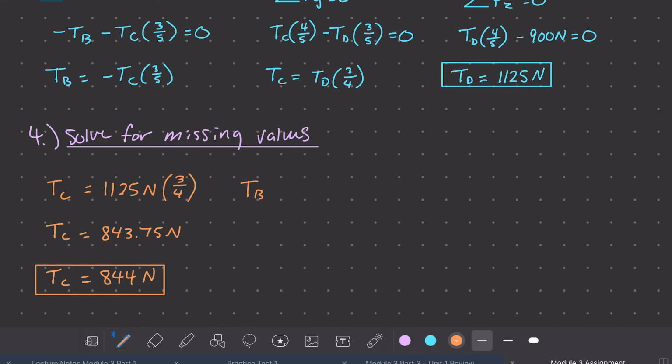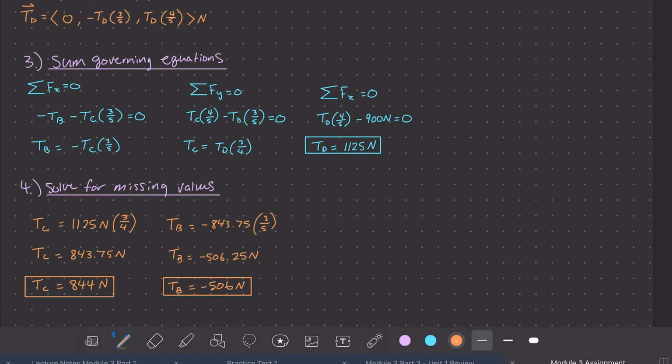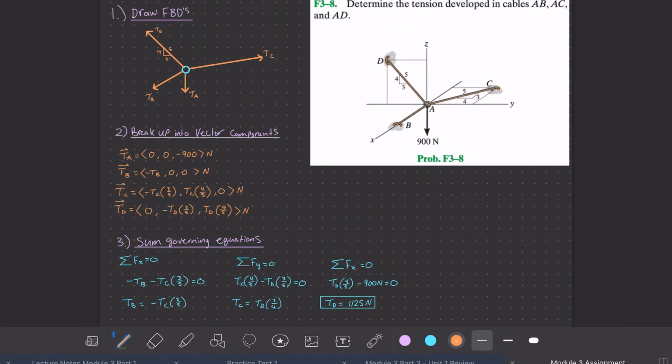And then for TB, we can plug in TC, which is negative 843.75, multiplied by 3/5. And we get TB is equal to negative 506.25 newtons. And then to 3 significant figures, that leaves us with negative 506 newtons. And there are the forces for the 3 components we were asked to find.